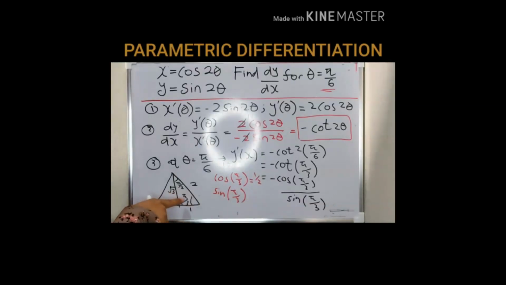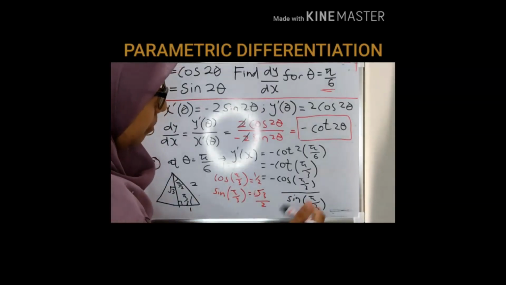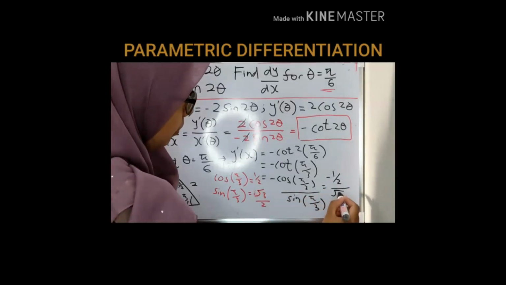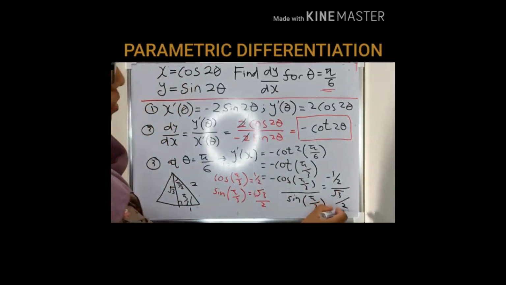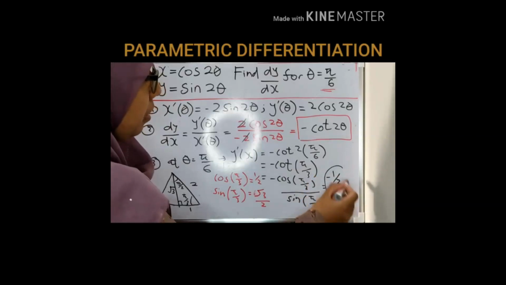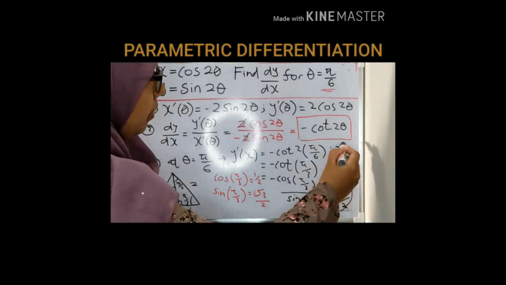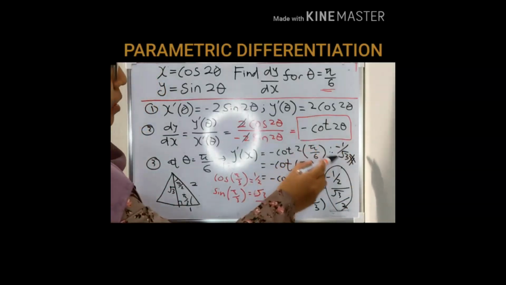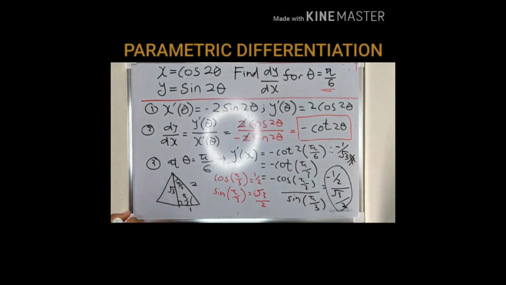And sine pi over 3 is opposite over hypotenuse, so you have square root 3 over 2. You can substitute here, which means you have negative 1 over 2 divided by square root 3 over 2. If you simplify, you will get negative 1 over square root 3. So this is your solution, or you can convert into radian. Okay, thank you.